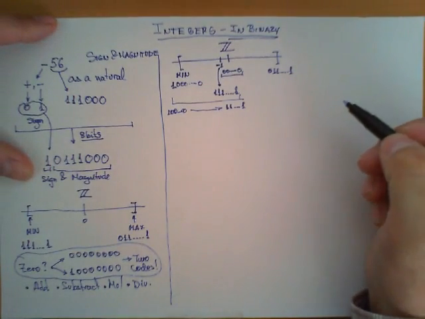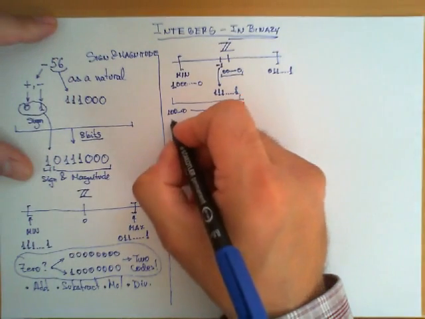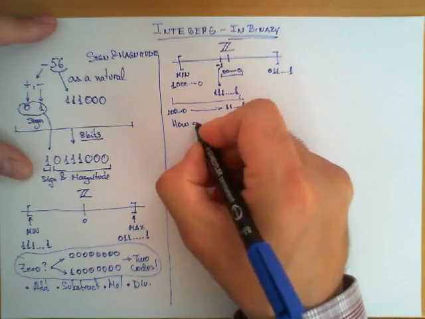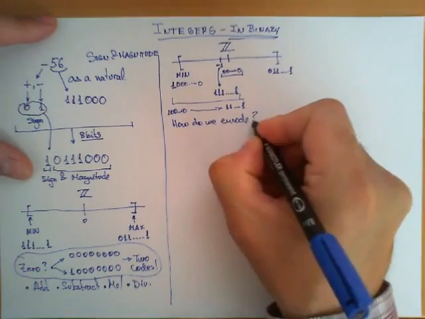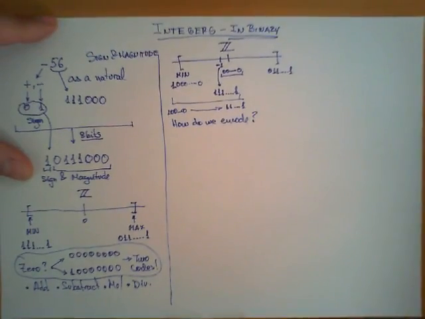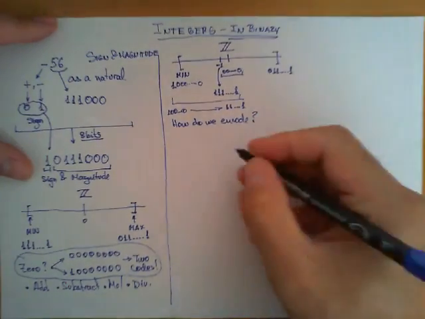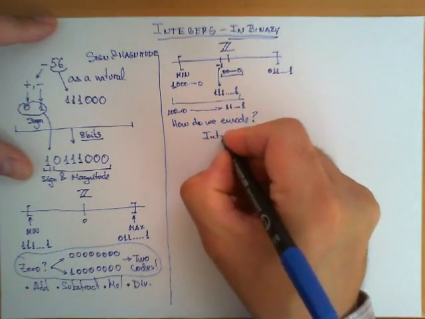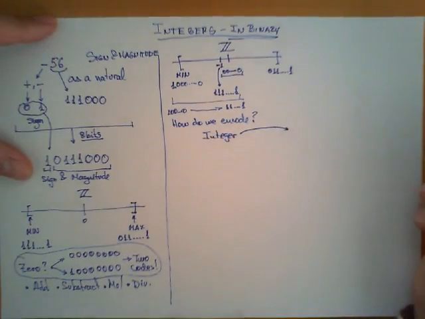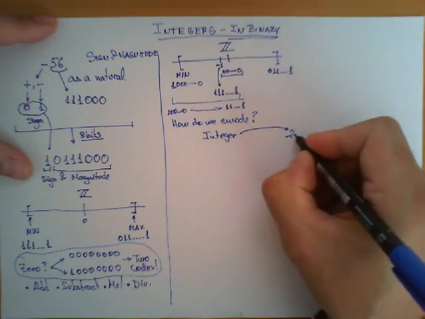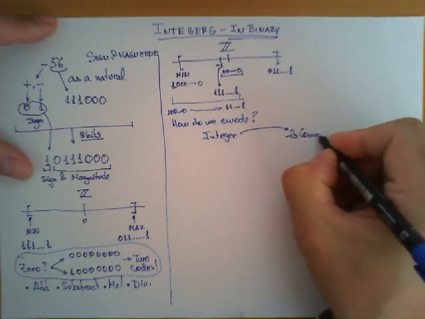Now this is, like I said, a little bit counterintuitive. So the question is, how do we encode a number with this scheme? In other words, if I have an integer, how do I translate it to this new encoding, which, by the way, is called 2's complement?